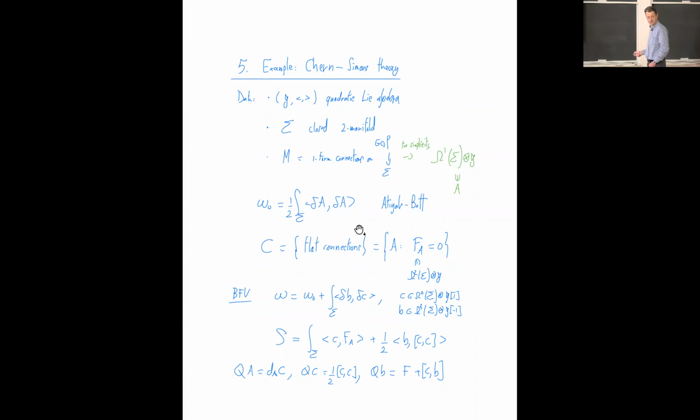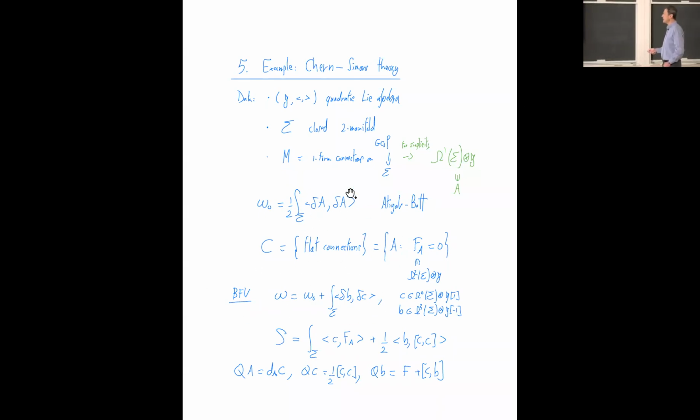Now, there is an interesting subset of the set of connections, which is the space of flat connections, curvature equal to 0. Of course, you can think of the curvature as an equivariant momentum map. So you immediately see that this is coisotropic, and then you are interested in doing the symplectic reduction, which means taking the quotient by gauge transformations. Now I want to formulate this in the BFV formalism.